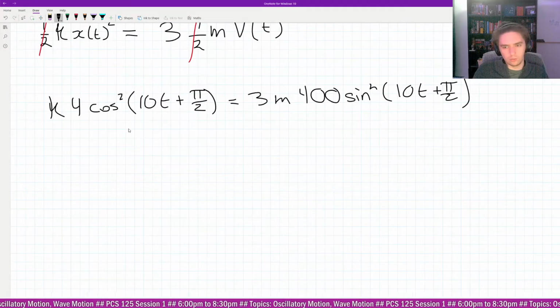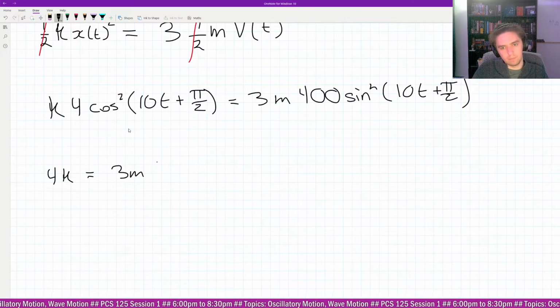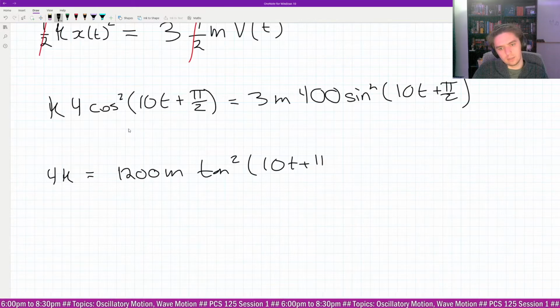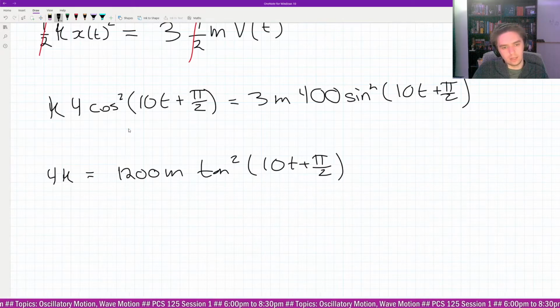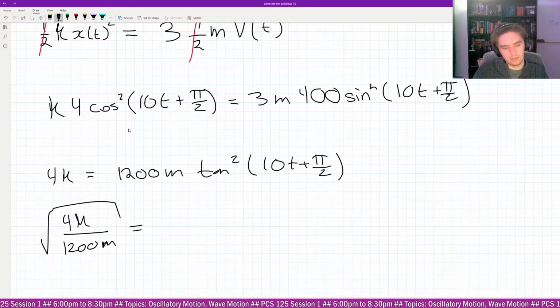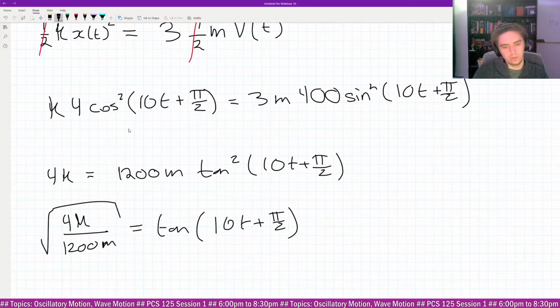So now solve for t. I'm going to divide both sides by cos squared. So 4k equals 3m, well, I'll say 1200 m, times tan squared (10t plus pi over 2). And then it's 4k over 1200 m. Well, the square root of that is tan of (10t plus pi over 2).